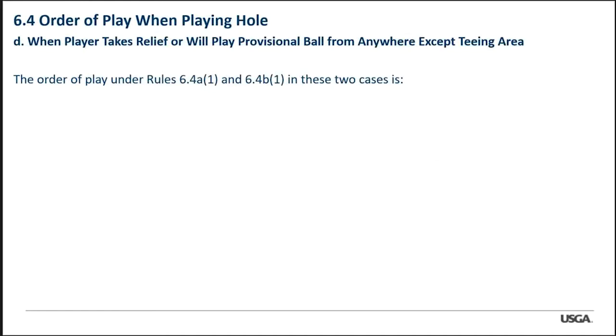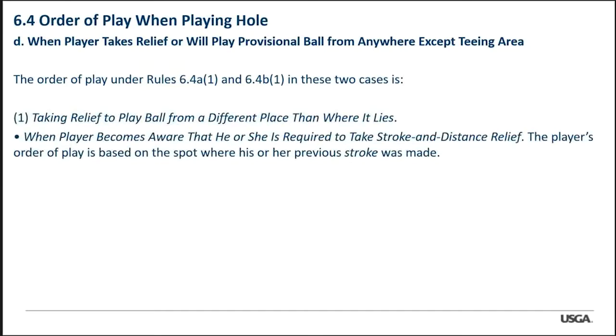When a player takes relief, or will play a provisional ball from anywhere except the teeing area, how are we going to determine whose turn it is to play when there are relief issues going on? Taking relief to play a ball from a different place than where it lies: when a player becomes aware that he or she is required to take stroke and distance relief, the player's order of play is based on the spot where his previous stroke was made.